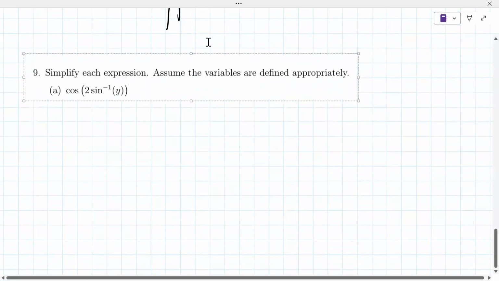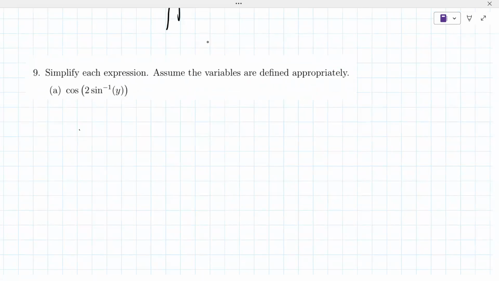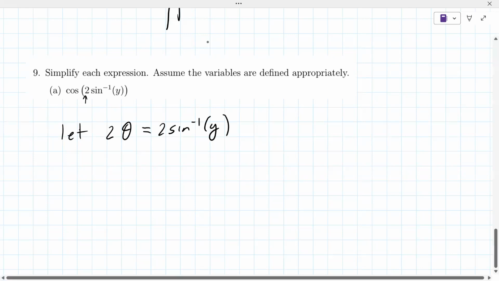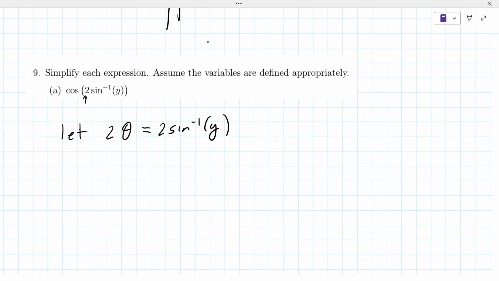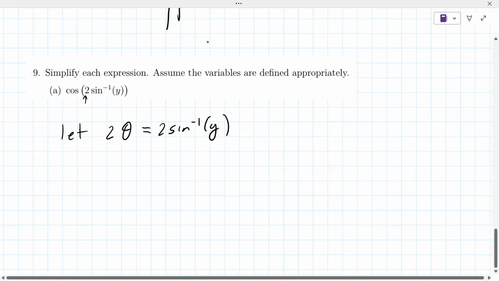So this one, normally you let theta equal the thing inside parentheses, but because there's a 2 there, we're going to do 2 theta equals 2 sine inverse of y. And that's just something you're going to have to go with without a lot of explanation for the moment. Oh, and then would you do the double angle identity?